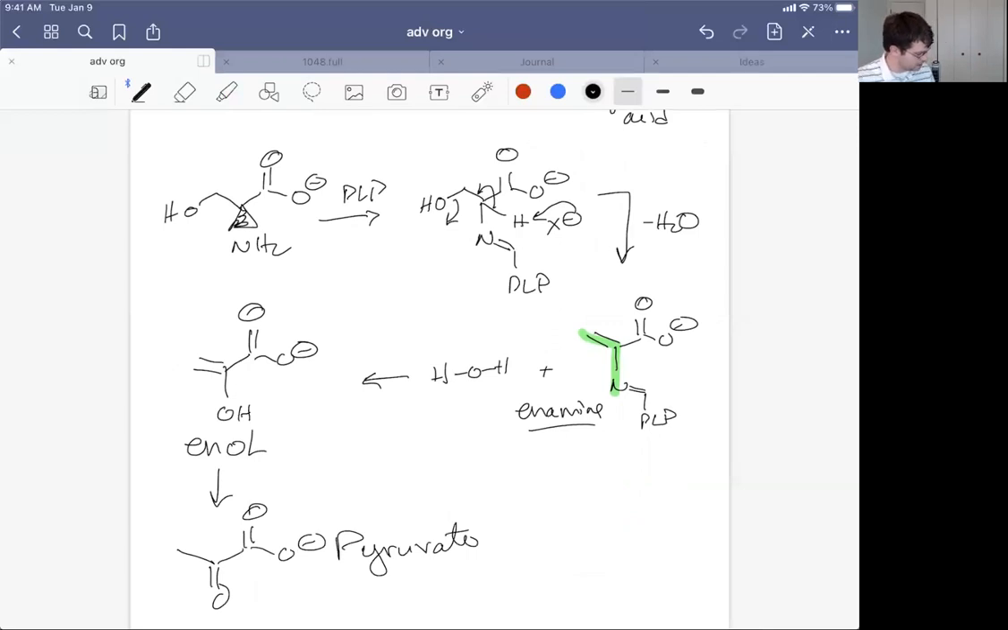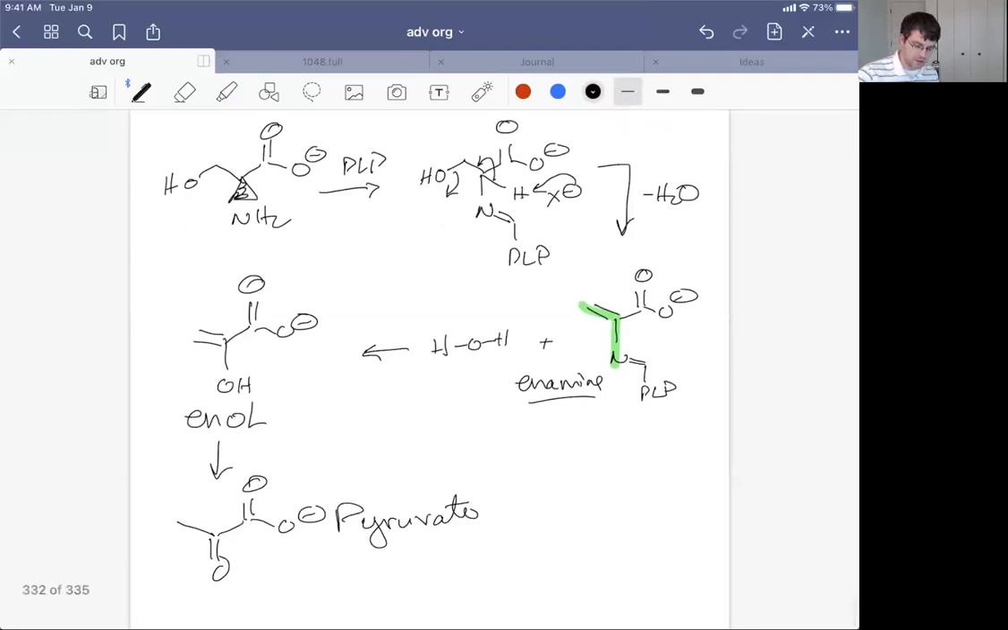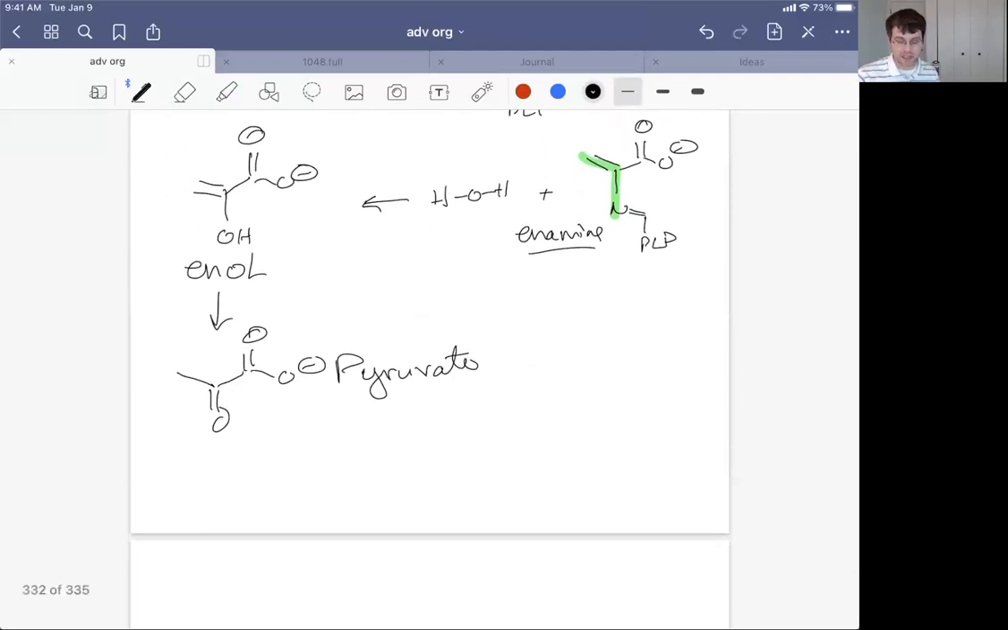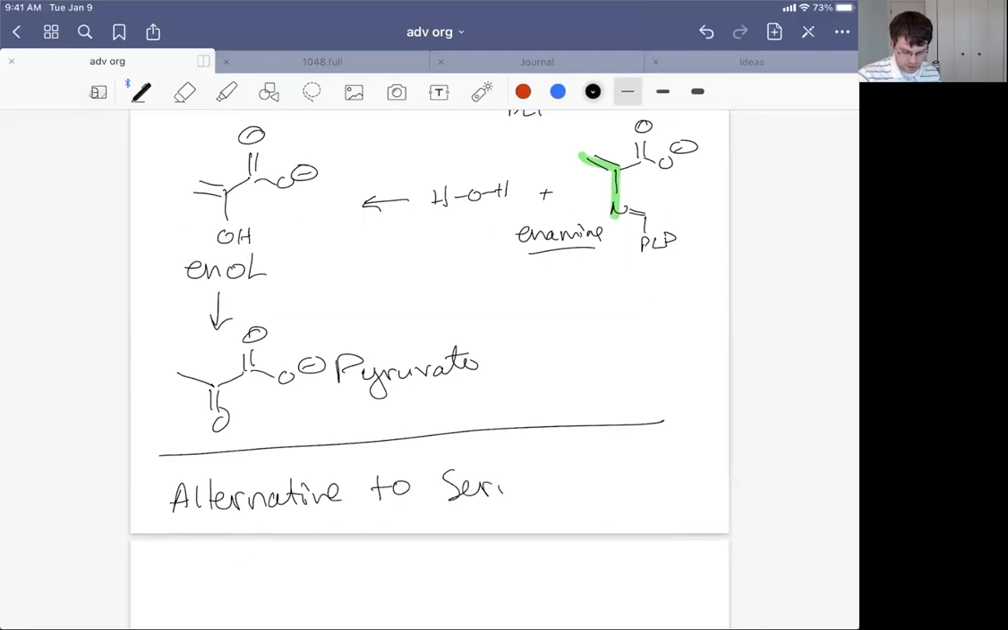Okay, what do we want to do next? Well, we can consider an alternative strategy of dealing with serine, and that gets us into glycine metabolism, which is an important consideration. So an alternative to serine dehydration. That is, let's go ahead and try a retroaldol reaction.